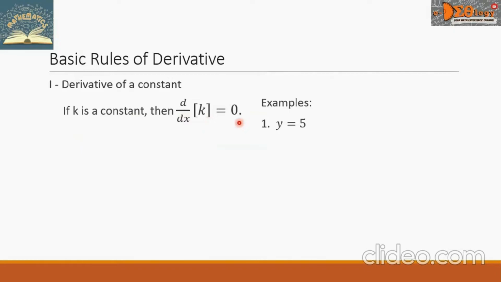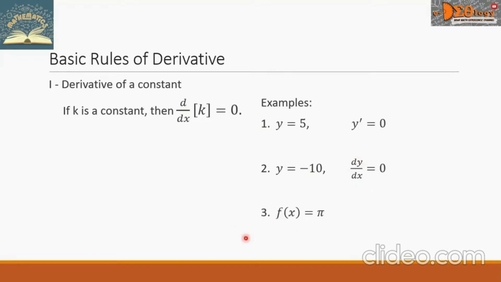Let us see some examples. This is example 1. Y equals 5. So we have y prime equals 0. Second example, y equals negative 10. This is another constant, so we say that dy over dx equals 0. In here, we used another notation of derivative.